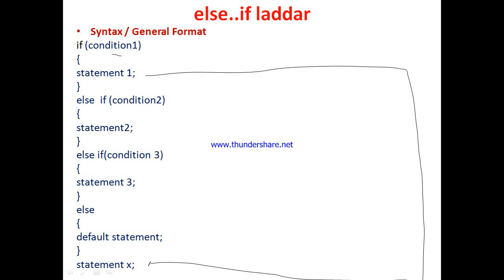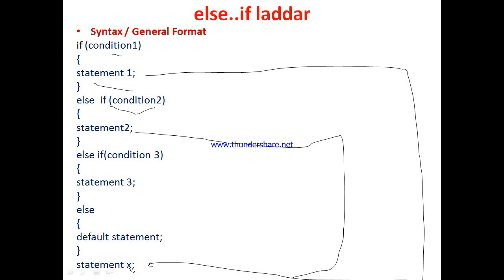That means at the entry point condition 1 is checked. If it is true, then statement 1 is executed, and after execution it directly goes to statement X. But if test condition 1 is false, then statement 1 is not executed. What happens? It checks test condition 2. If it is true, then statement 2 is executed, and after execution of statement 2, it directly executes statement X.